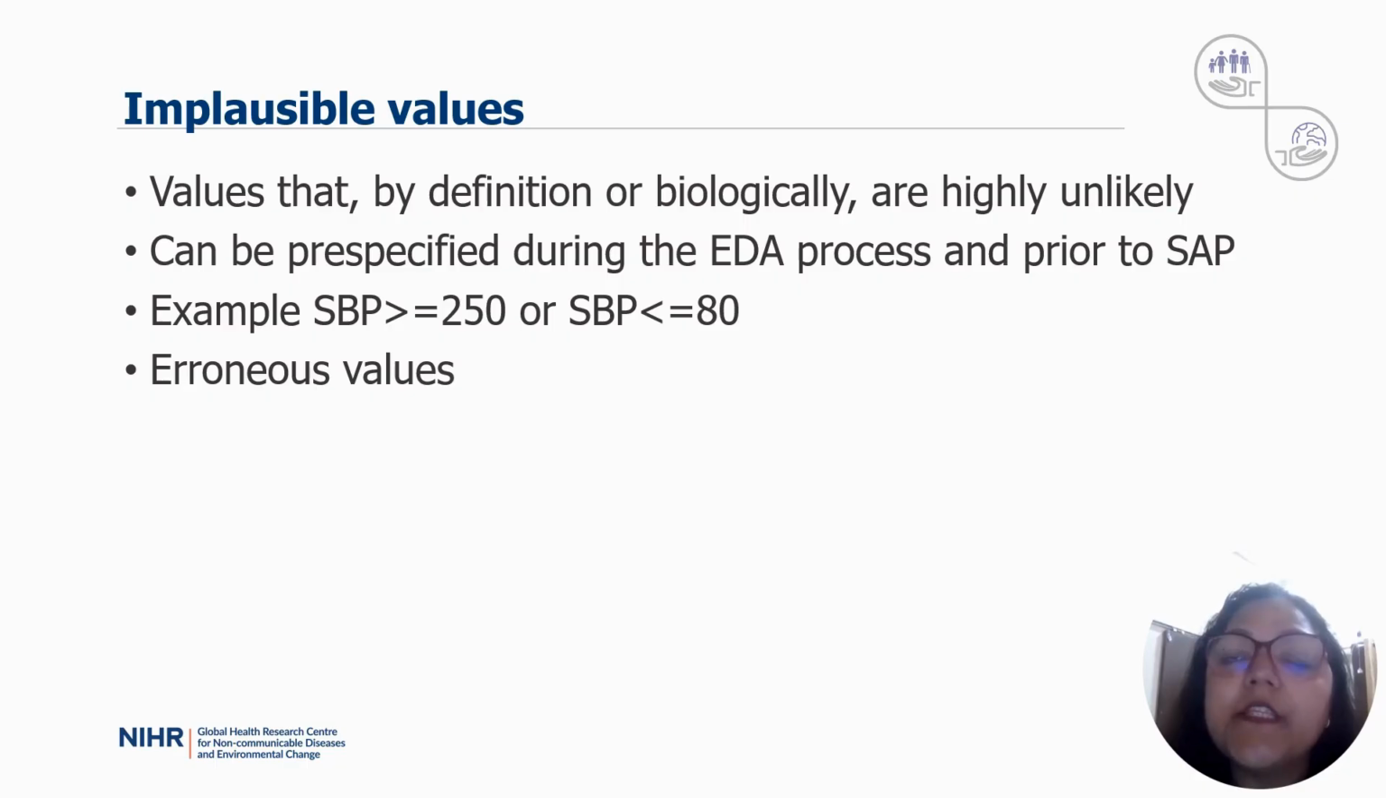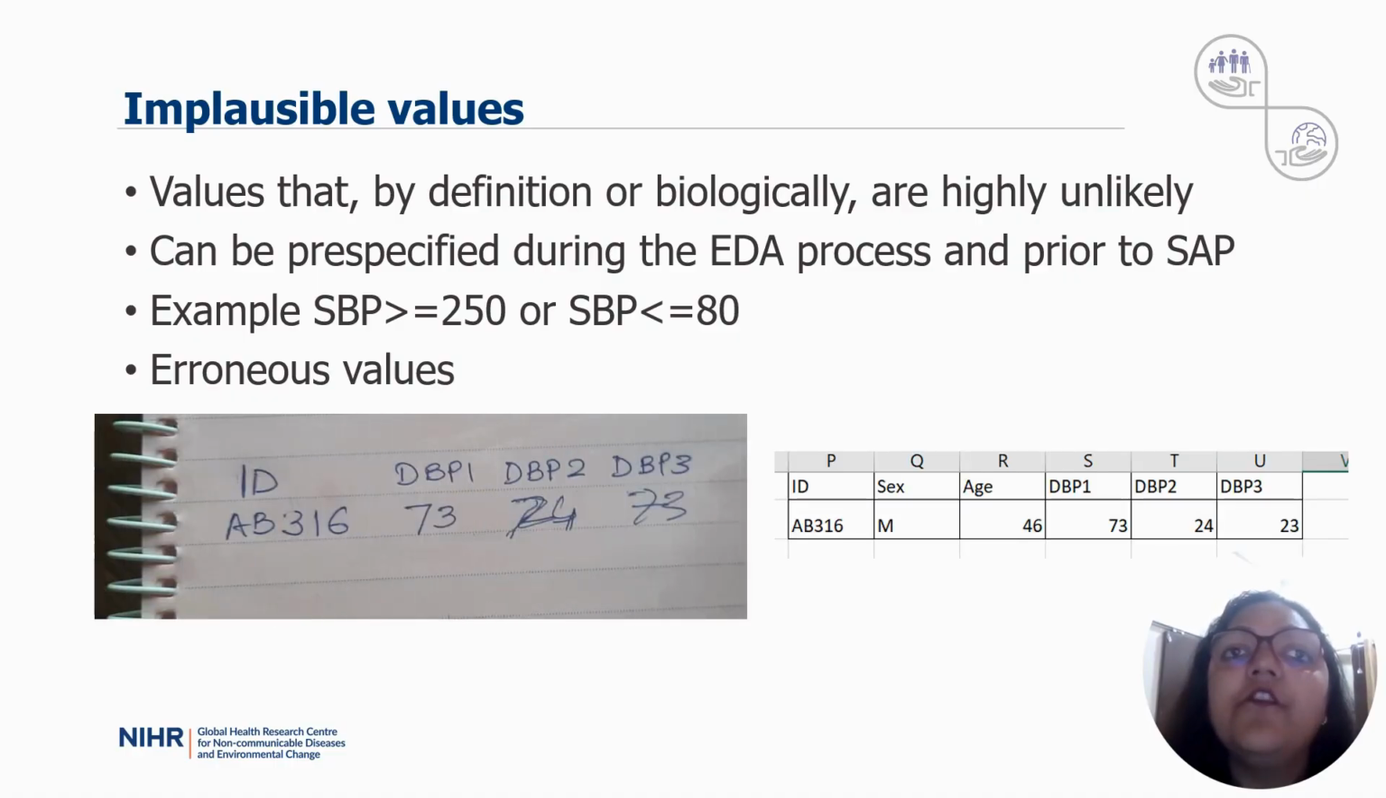We may want to specify this criteria in advance when we are writing our statistical analysis plan. Implausible values may also be identified as error values that may occur during the data collection process. For example, look at this visual.